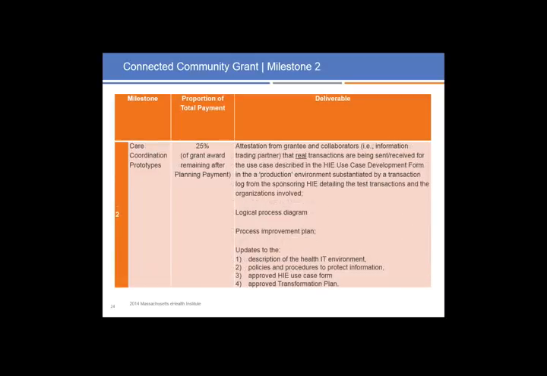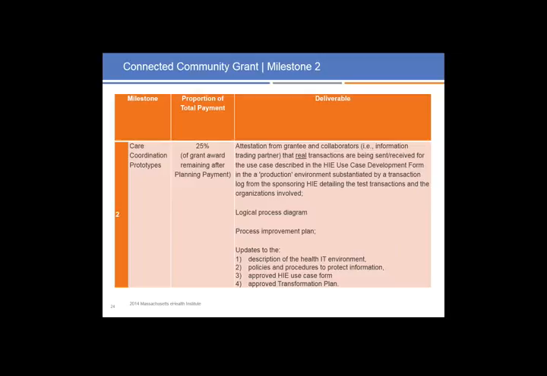Milestone 2 is our care coordination prototype milestone, again a 25% payment. The deliverable here is a similar attestation from the grantee and collaborators that real transactions are being sent and received for the use case described in the development form in the production environment, substantiated by a transaction log from the sponsoring HIE.